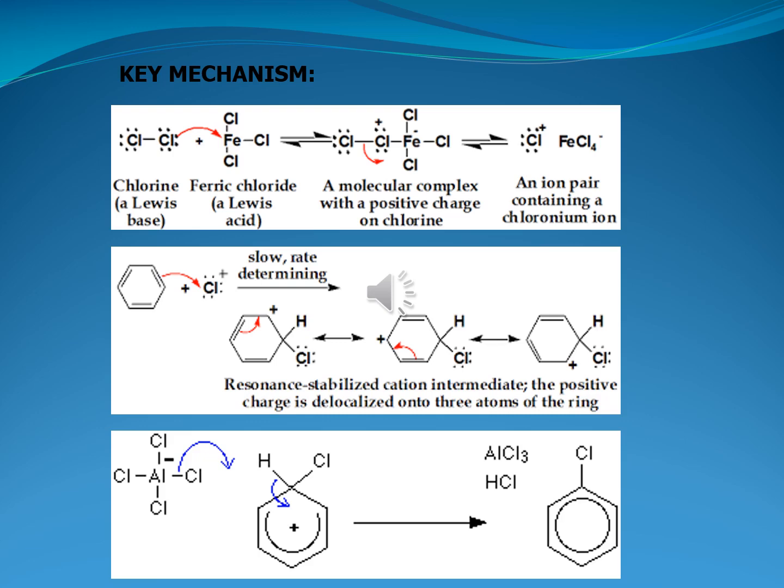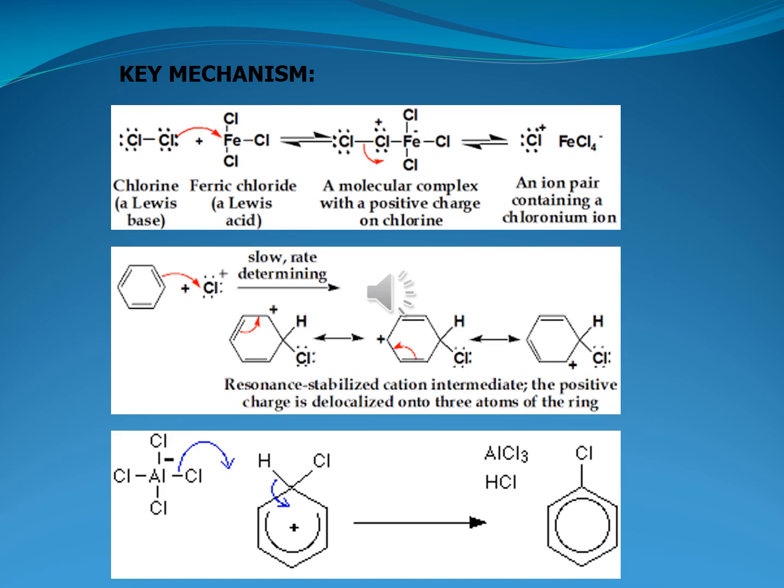In the first step, the chlorine molecule behaves as a Lewis base and donates a lone pair of electrons to the ferric chloride, which is a Lewis acid. In this way, a molecular complex with a positive charge on chlorine is generated, that is our first intermediate, which is resolved into an ion pair containing a chlorine ion, that is chlorine as an electrophile, and iron tetrachloride, which will behave as a base in the final step.